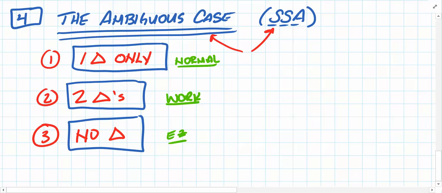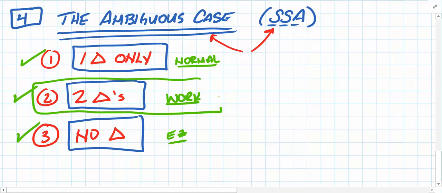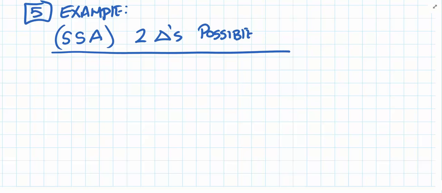So what I'm going to do is give you an example of each of these to finish out our lesson for the next three boxes, so 5, 6, and 7. We're going to start with the most challenging one first and end with the easiest one. That's what's coming up next. We're going to do an example of side-side-angle where there are two triangles possible.